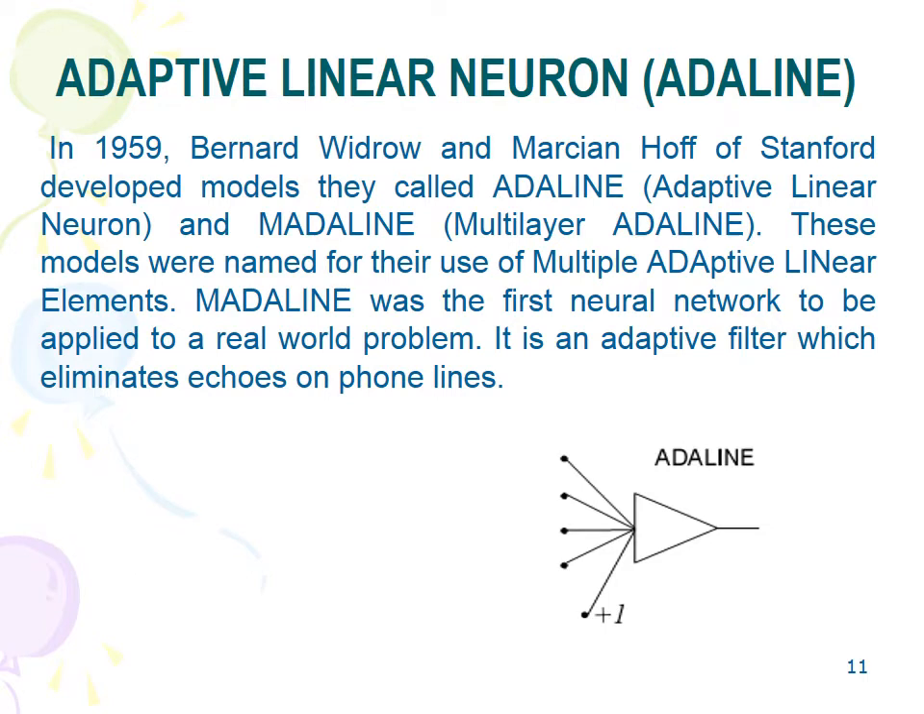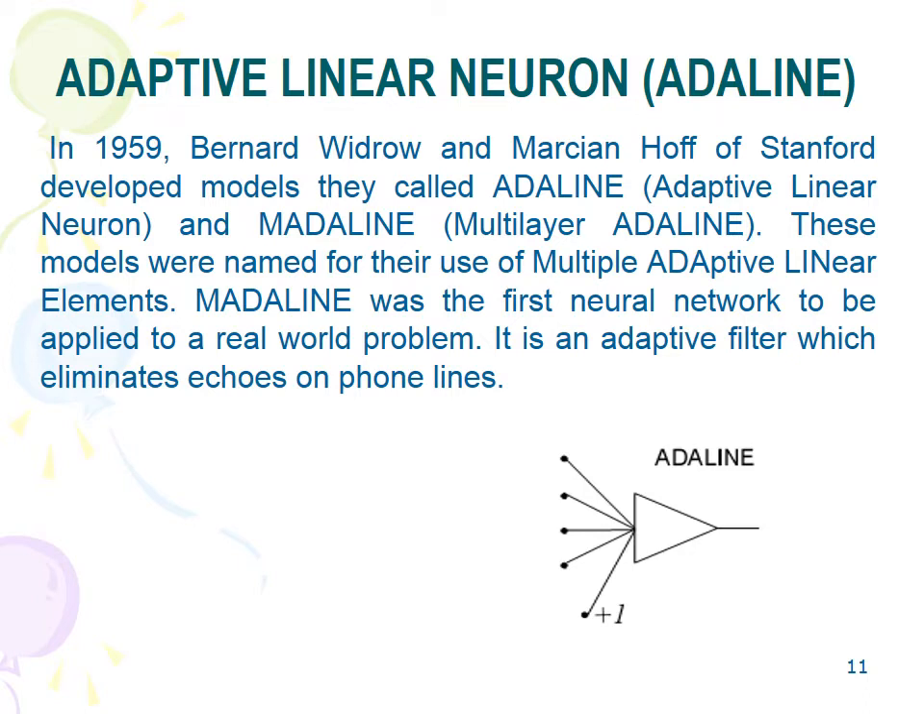And then this is one of the algorithms, that is Adaline, the adaptive linear neuron. This was developed by Bernard Widrow and Marcian Hoff at Stanford, and the models are called Adaline and Madaline. Adaline is the adaptive linear neuron and Madaline is the multi-layer adaptive linear neuron. These are the two models used for multiple adaptive linear elements.